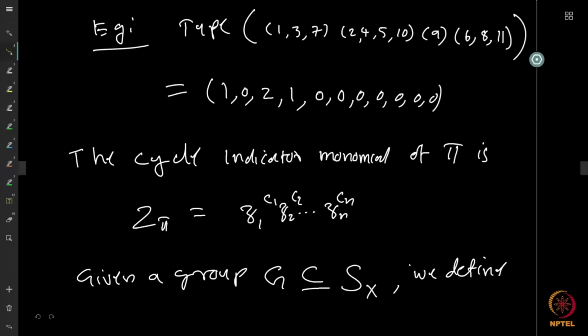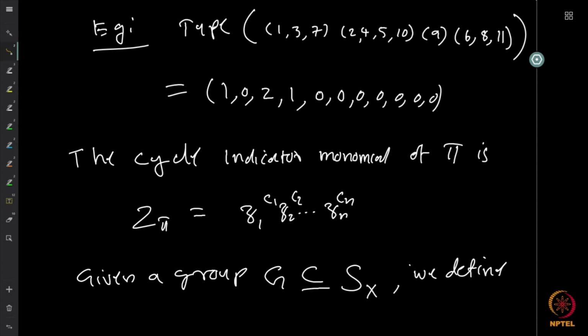So the type of the permutation given by the product of these cycles (1, 3, 7), (2, 4, 5, 10), (9), and (6, 8, 11) is of type (1, 0, 2, 1, 0, 0, 0, 0, 0, 0, 0), right? So why is that?